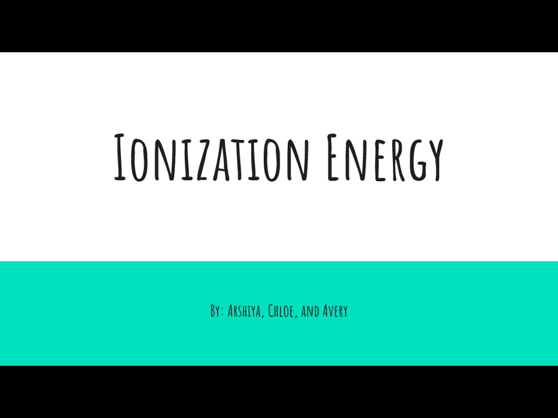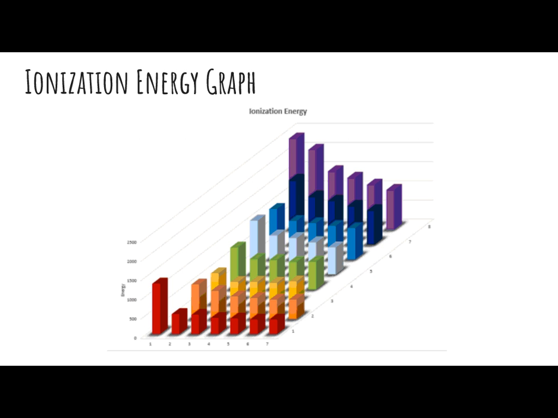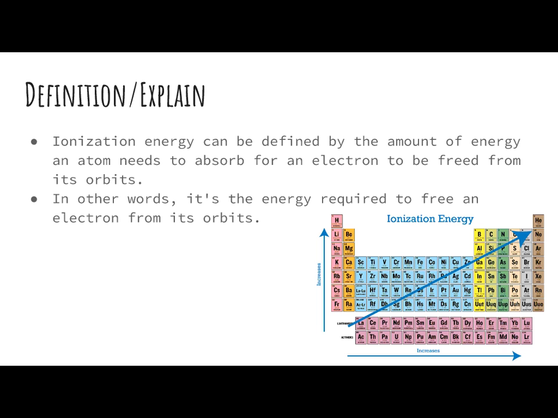All right, go ahead. Okay, so we did ionization energy. Yay! So this is the graph, and it's tilted to the side, but this is hydrogen, that's helium over there. As we go to the right, it increases, and it also goes up that way. Ionization energy is the amount of energy that an atom needs for an electron to be free from its orbit, and the trend increases going up.